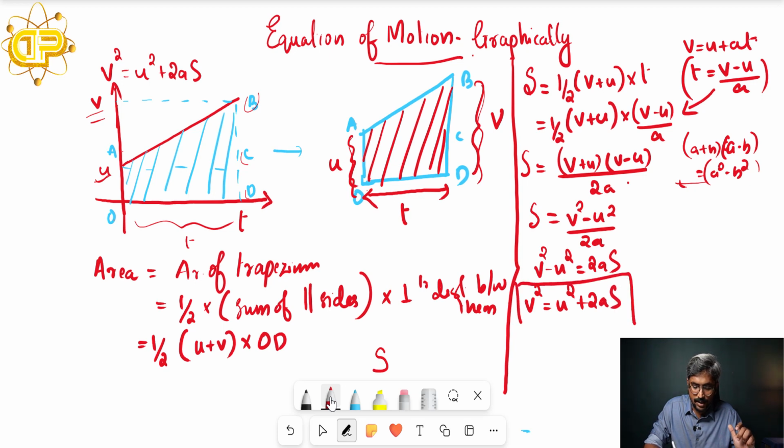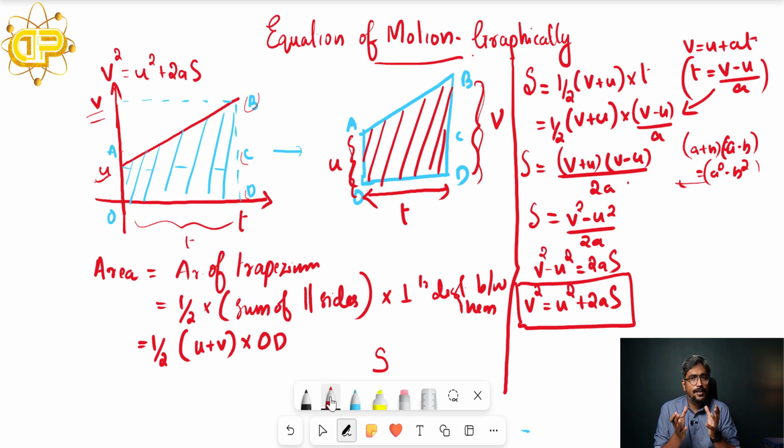So here comes the third equation of motion, that is V square is equal to U square plus 2AS. The only thing is that you need to find out the area of the trapezium, and then you will get it in this particular form. Here a relation of velocity and displacement is found out, and you will get this particular equation. So I hope that you got the point there. Simple as that.